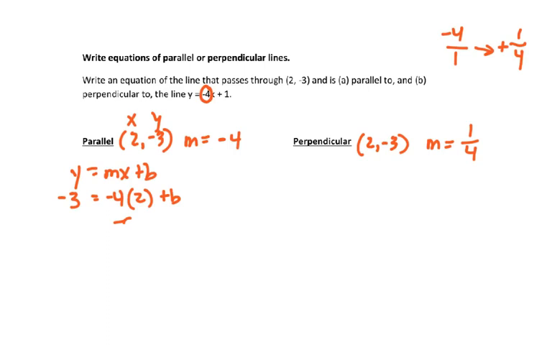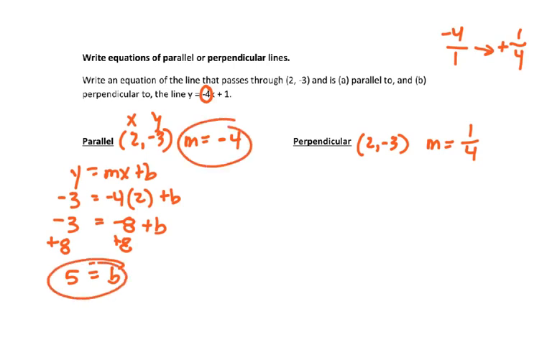-4 times 2 is -8. And then we add 8 to both sides. B equals 5. So now that I've got b and m, y equals mx plus b, where m is -4, becomes y equals -4x plus 5. And we're just going to cut that off right there. And we're going to do the same thing again. Y equals mx plus b is our starting point.